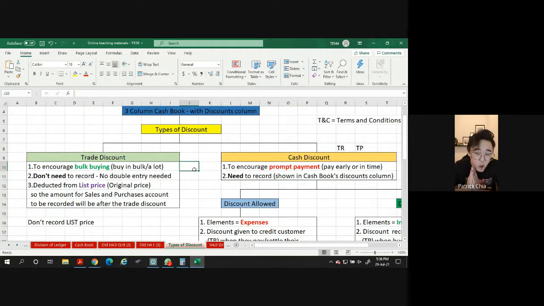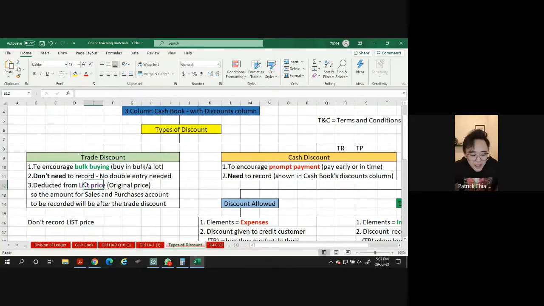What is another word for original price here? It's called list price, in purple color. So they will use these words. When you see the word list, that means haven't minus the discount yet. So in our syllabus, you just minus on it.